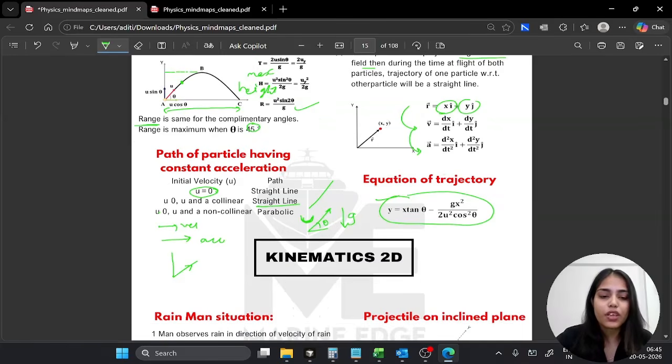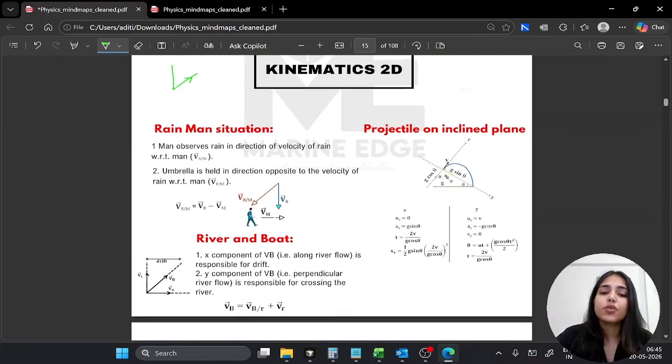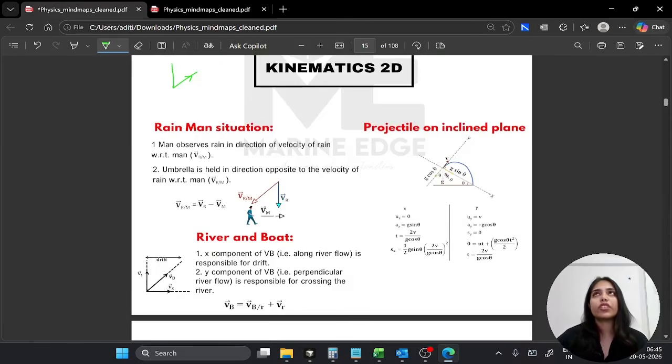Okay. Now, moving on. Next, one of the most common problems that you would have seen with respect to relative motion is the rain man problem. Now, what does that mean? The man is observing rain in the direction of the velocity of rain with respect to man. Okay. So first, concept wise, let's see.